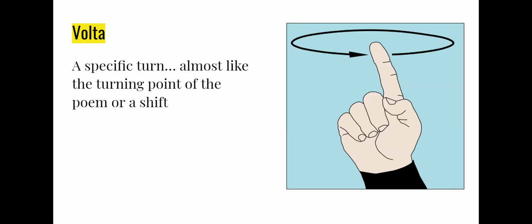So the last one that we want to just highlight is this idea of a volta. And a volta is a specific turn, and it's almost like the turning point or a shift within the poem. So you might have one kind of mood starting you off, and then there's a volta, and that's kind of where it switches. And we're going to take a different tone. Or there's going to be a shift in maybe like a story, if it's telling a story.